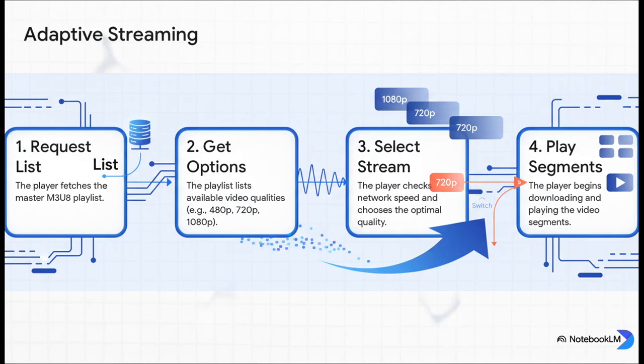And this slide perfectly illustrates adaptive streaming. So your player first grabs the master M3U8 playlist. That playlist says, hey, I've got this stream in 1080p, 720p, and 480p. The player then takes a quick look at your internet speed and picks the best option for you. And here's the cool part. If your connection suddenly slows down, the player just refers back to that M3U8 and seamlessly switches to a lower quality stream. No buffering, it's all orchestrated by that little playlist.